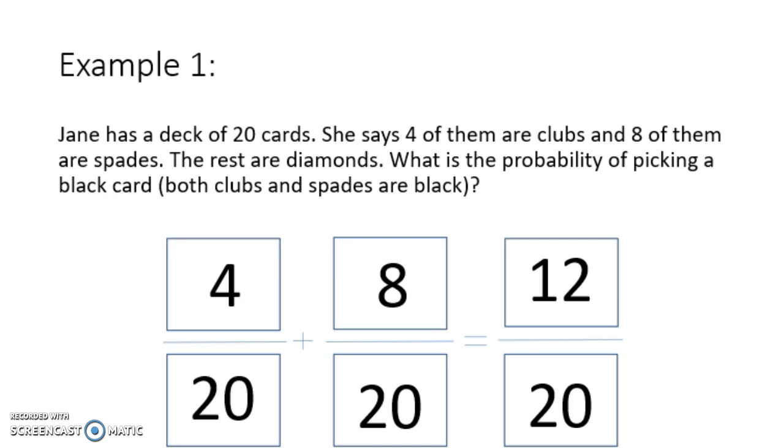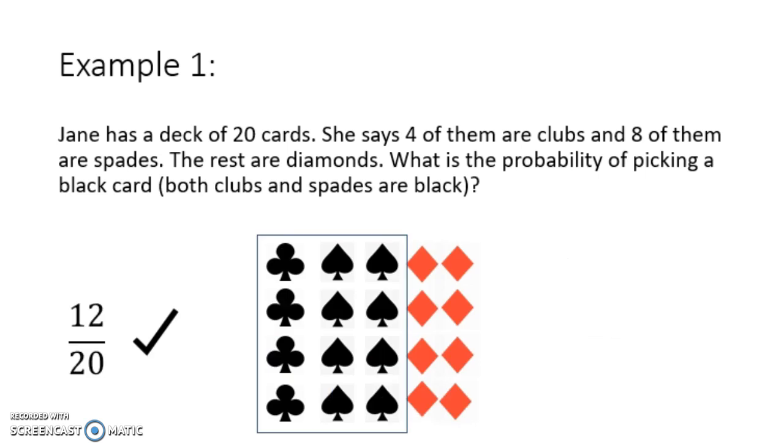Now we're going to check our work. We're going to draw it out and see if our work is correct. I drew out 4 clubs, 8 spades, and 8 diamonds. I drew 8 diamonds because I knew the rest were diamonds and there are 20 total. Then I circle the black cards and count. I count 12 black cards out of 20 total. My answer of 12 out of 20 makes sense. Therefore, I know that we found the right solution.